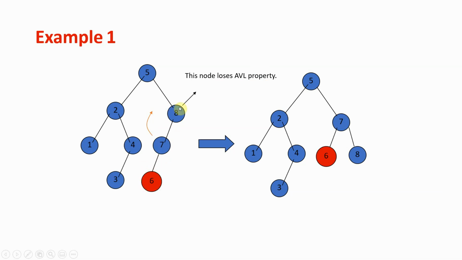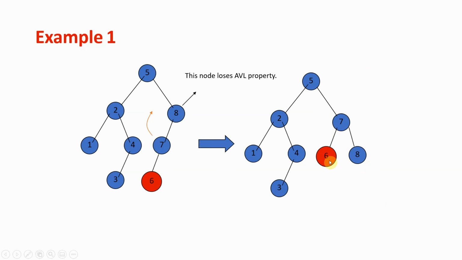For an LL case, we need to do one single right rotation. What that basically means is, again, imagine that this is a rope, right? We are pulling this down from this point. So 8 is going to move down towards the right, right? 7 also moves towards the right, it goes up. 6 is also moved up towards the right, right? So then you can see that this fixes the AVL property for all the nodes, right?